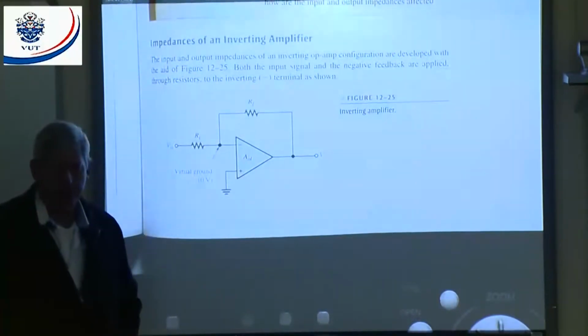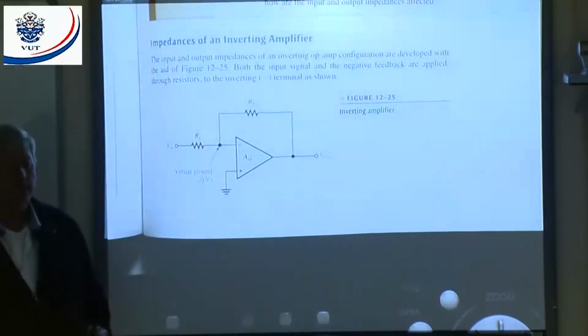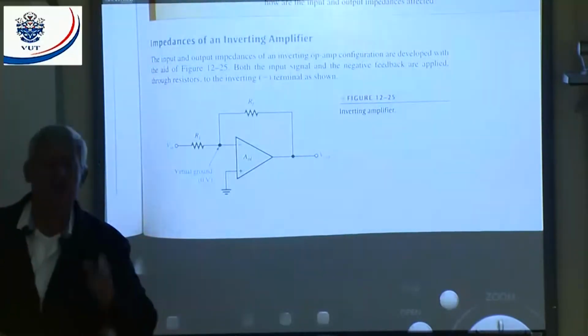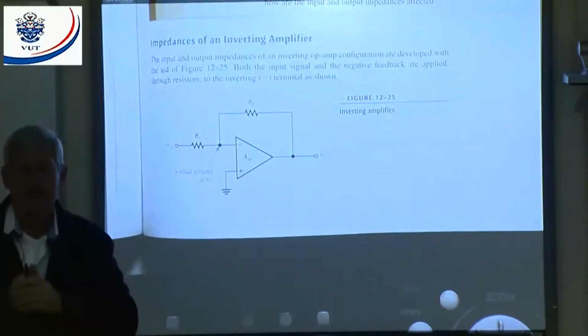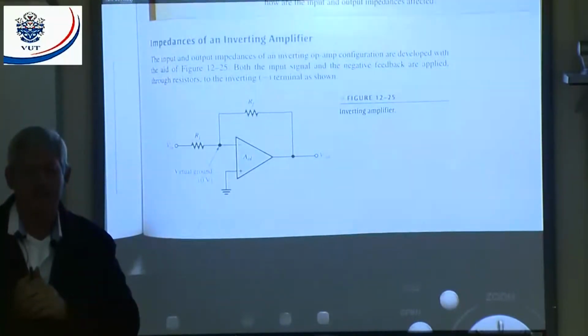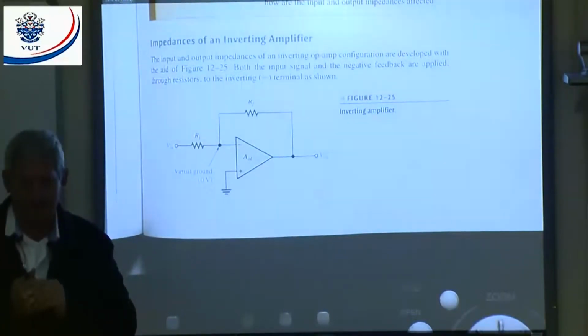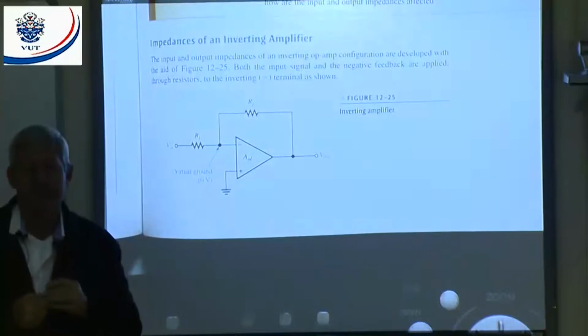The output impedance, as already mentioned, is exactly the same as for the non-inverting amplifier. Z out of an inverting amplifier is Z out divided by 1 plus the open loop gain times my attenuation. All right. Any questions? No questions. All right.